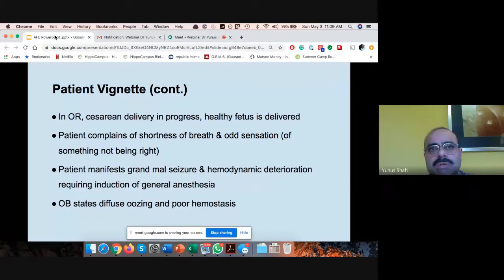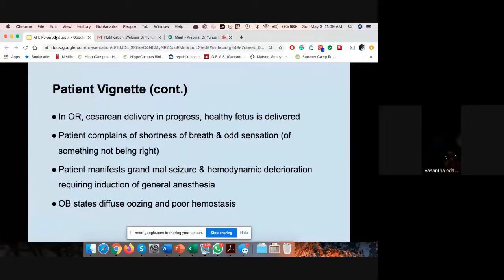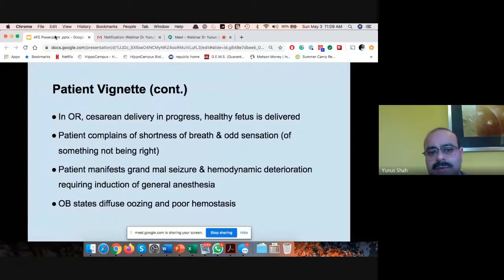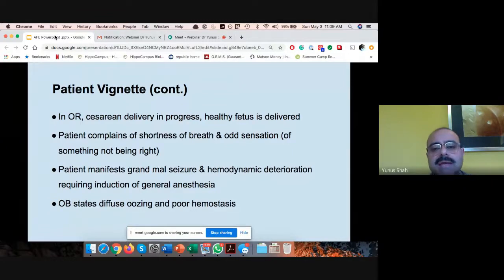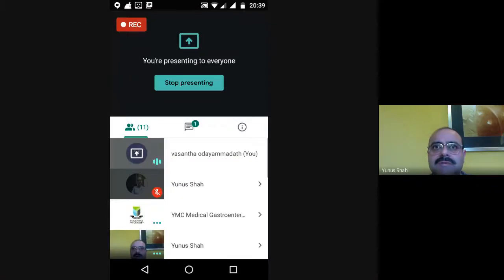And when we go to the diagnostic criteria, and when you read the literature on AFE, you will notice that the patient has what is called a premonition. In other words, the patient says, oh, something is not right, something is very wrong. I feel like something bad is going to happen. This is called a feeling of impending doom. So you'll have this kind of premonition by the patient. The patient complained of this odd sensation along with shortness of breath.